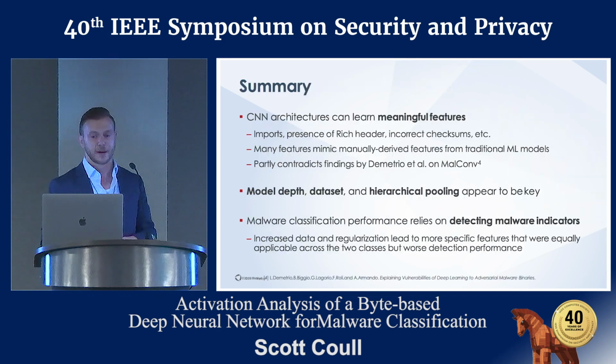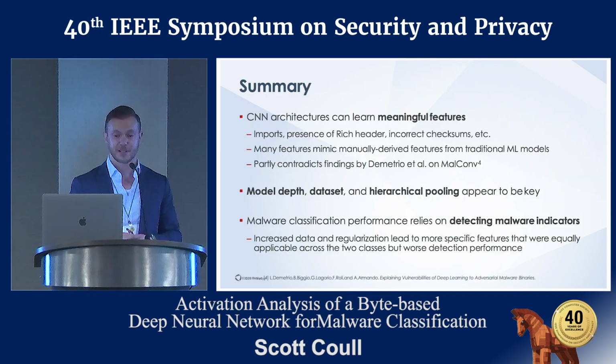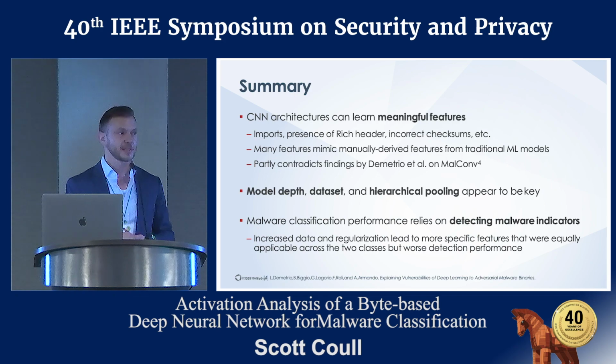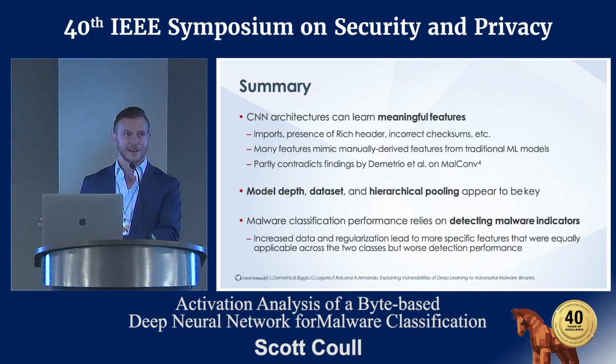So to wrap up, I think we've seen here that CNNs can learn some really interesting and meaningful features. In my mind, a lot of these mimic manually derived features that we use: imports, checksums, the presence and absence of certain headers. I'm not going to go into any detail about it, but there was a recent paper by Demetrio et al. who come to a slightly different conclusion, though they're in a slightly different space and looking at a different model. So it's not exactly apples to apples, but I think it also highlights the difference when you're looking at different models and different data set sizes.